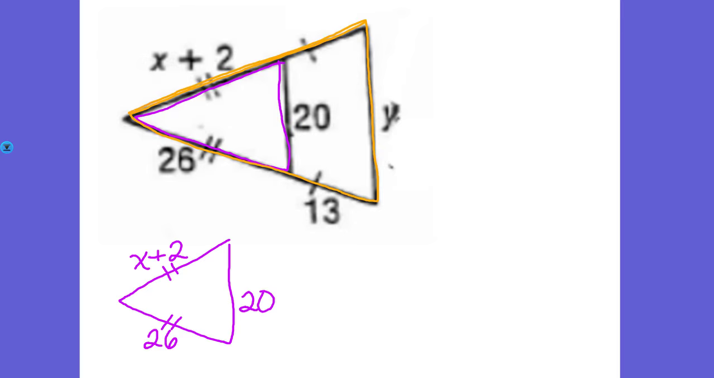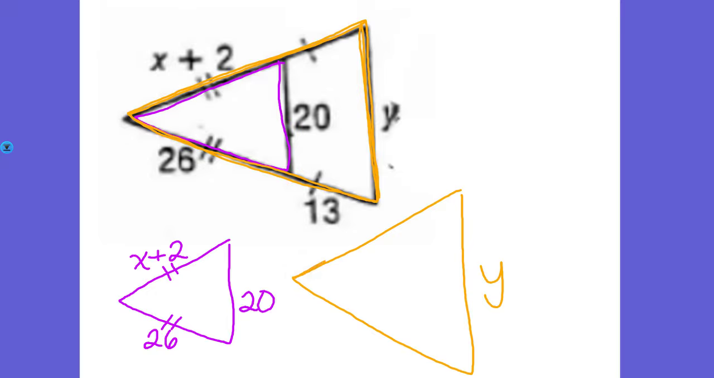Then I have this big orange triangle. This whole side is y. Not quite sure what this side is, but I do know this whole side, this piece is 26, this piece is 13, so to get the length of that whole entire side, I'm going to add 26 and 13 together to get 39. So the length of this whole entire side, I have to add those two pieces together.